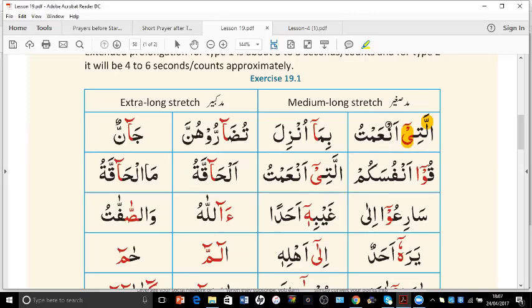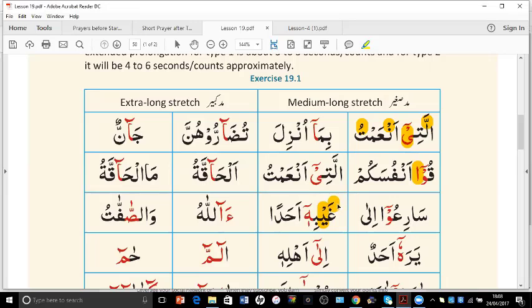Here is a sakin letter. You've been taught about sakin letters in lesson 12, and you've also been taught that when you see a noon sakin, for now you're supposed to do a ghunna sound on it. So you know about those. You know about the simple strokes, the short stretches. They were in lessons 5 to 7. You also know that when you see a letter which has nothing on it, for now you're supposed to treat it as silent.